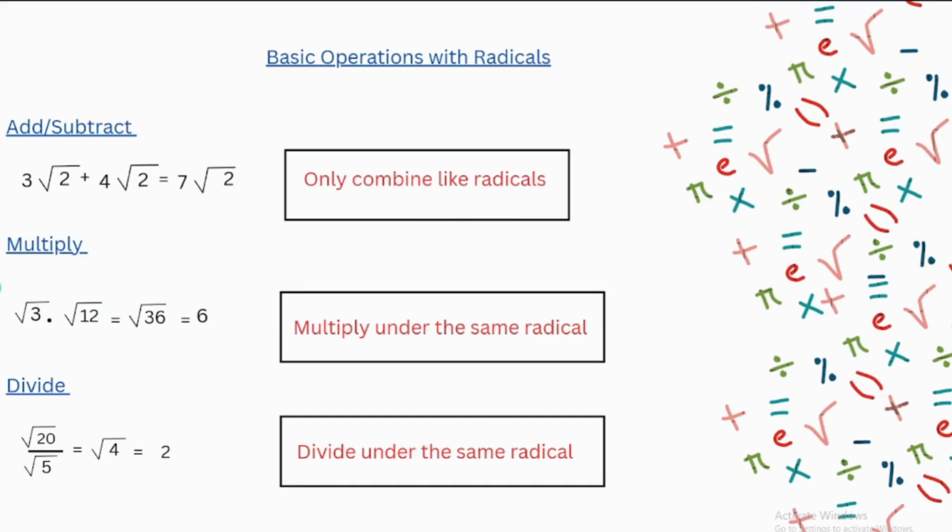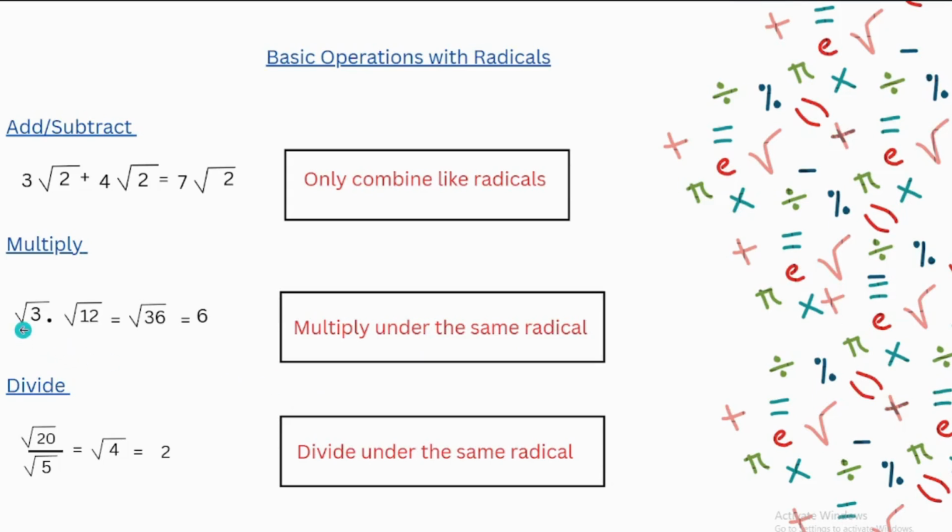Multiplication is more powerful than addition and subtraction. We can go under the radical symbol and multiply the numbers under it. So root 3 times root 12: we will multiply 3 times 12, which equals root 36, and that gets us 6. Multiplying under the same radical.